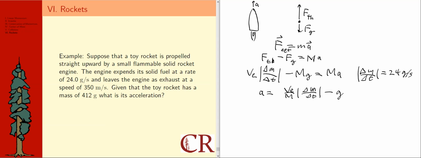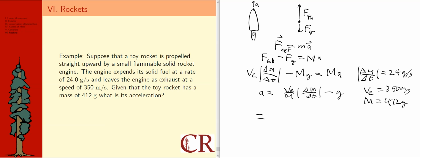The 350 meters per second is the exhaust velocity, so we can notate that there. And then, of course, the total mass of the rocket at that instant is 412 grams. And we all remember that g is 9.81 meters per second squared.